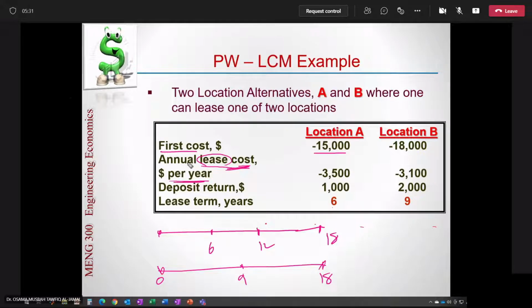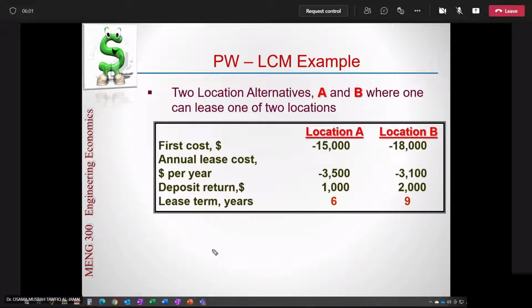And it's yearly. We know this is an annuity, negative 3,500. So this is negative. Same thing with that amount, the deposit return. At the end of each cycle, I'm going to get that amount of 1,000 as a return of that deposit. If you want to construct the cycles now, let's do it.